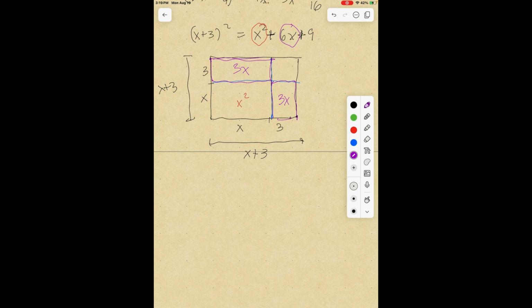And now you see that if you just have x squared plus 6x, you have this shape, which is not a square. But if you add an area of 9, this 3 squared, you get this square, and you filled in this big square. So that's why it's called completing the square. You filled in the big square of side length x plus 3. So that's completing the square.